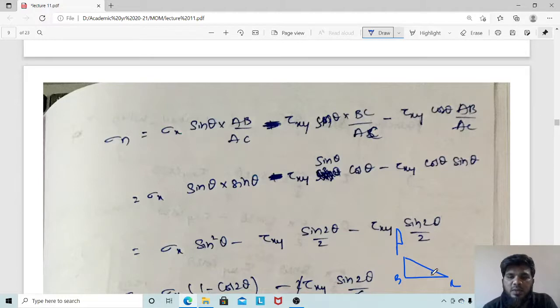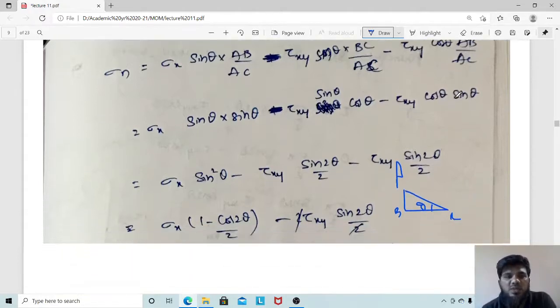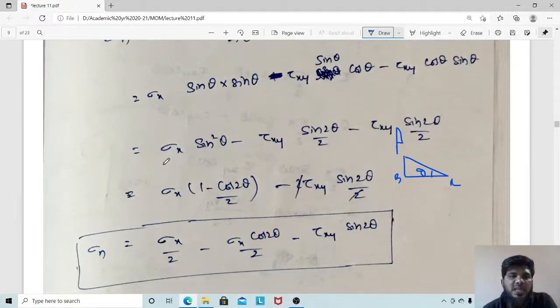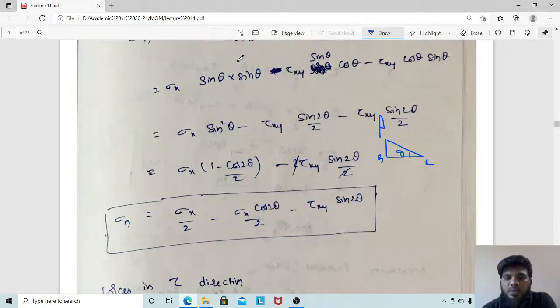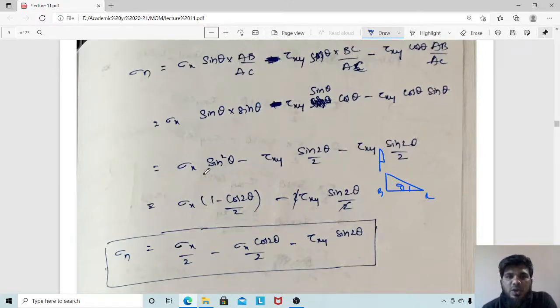Theta is here. So once theta is known, AB by AC is sin theta, BC by AC is cos theta, AB by AC is sin theta. Once you know all these values, you will get this: sigma x is equal to sin theta into sin theta, tau x is equal to sin theta cos theta, tau xy is equal to cos theta into sin theta. So once you find this, you get sin theta into sin theta square, sin theta into cos theta, sin 2 theta by 2, cos theta into sin theta is sin 2 theta by 2.